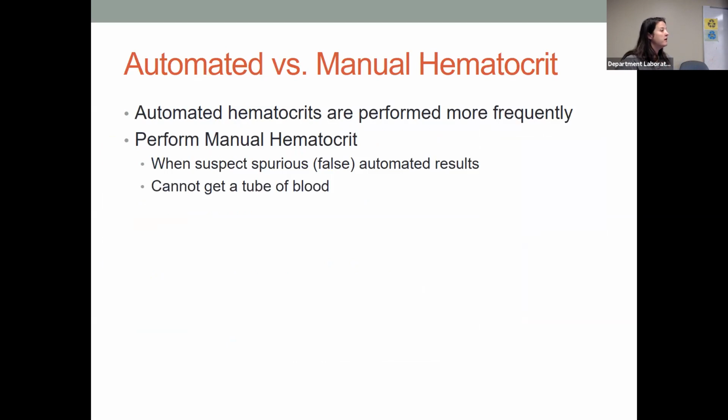All right, so in the event you suspect any spurious automated results, such as your red cell count is critically low, your MCV is abnormally high, then you might want to do a manual spun hematocrit. You'll have all the equipment and the reader and everything, so you'll be able to do this. You'll do this quite a bit when you start working in hematology.